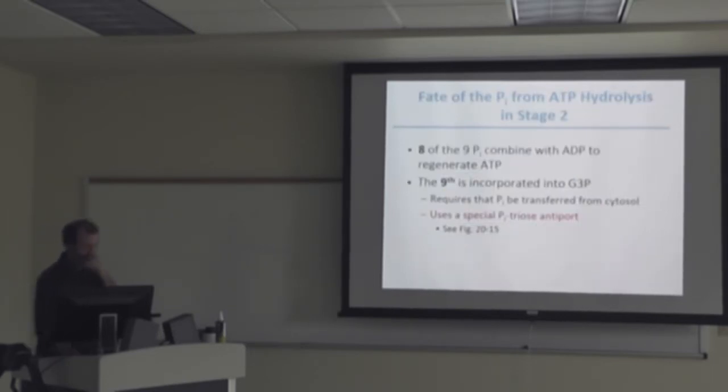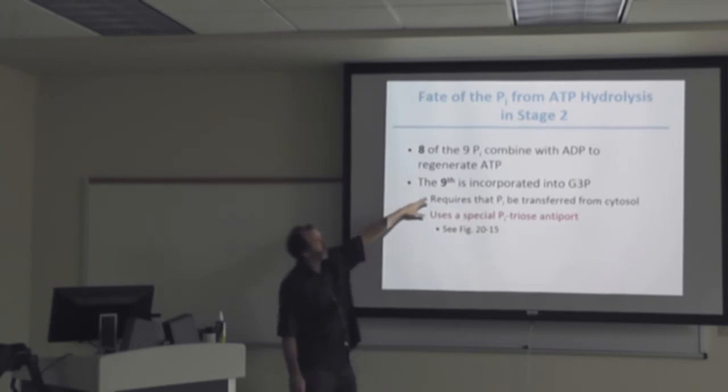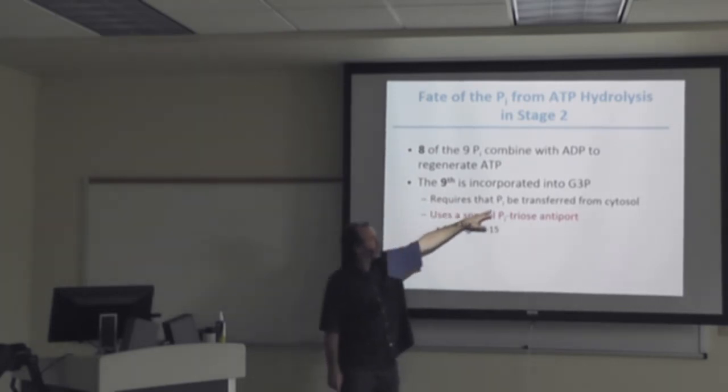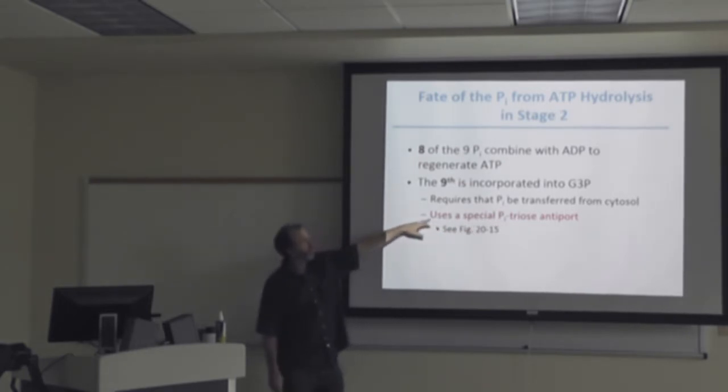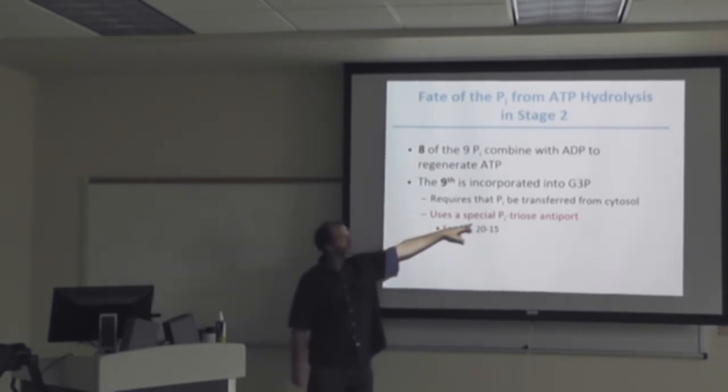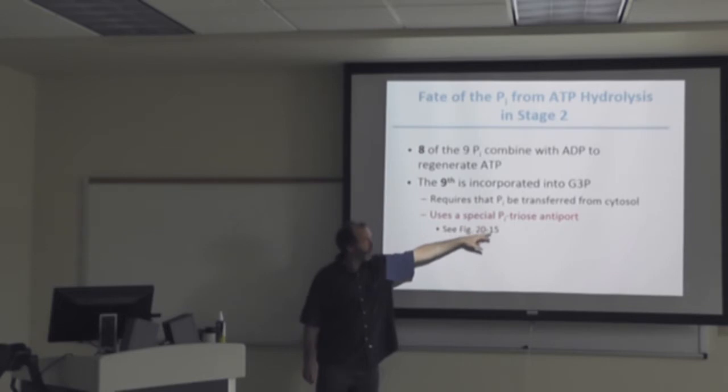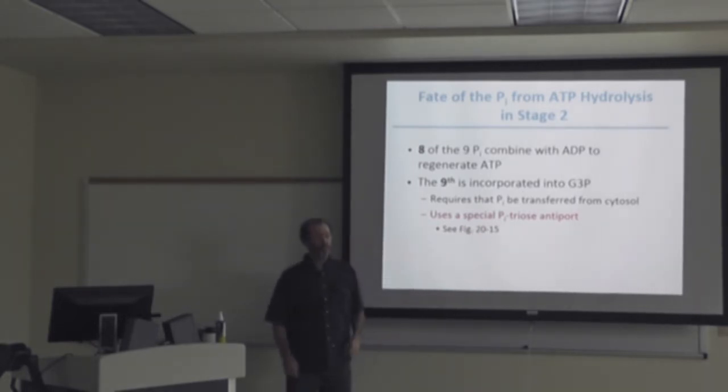So the fate of phosphate from ATP hydrolysis in stage 1, 8 of the 9 phosphates combined with ADP to regenerate ATP. The 9th is incorporated in the glyceraldehyde 3-phosphate and requires that phosphate to be transferred from the cytosol, which uses a special phosphate triose antiport. So what does that tell you if it's a phosphotriose antiport? Phosphate goes one way, triose goes the other way, right?